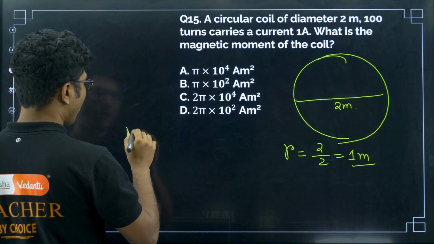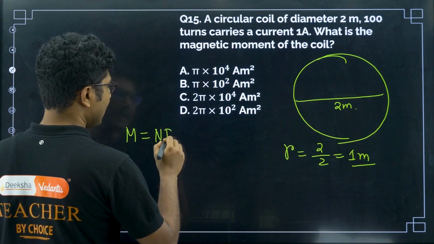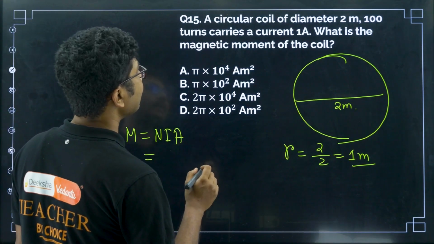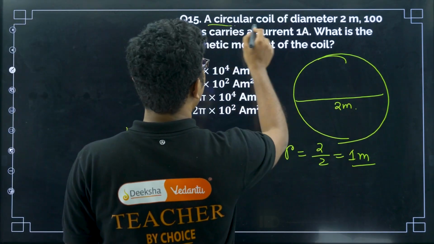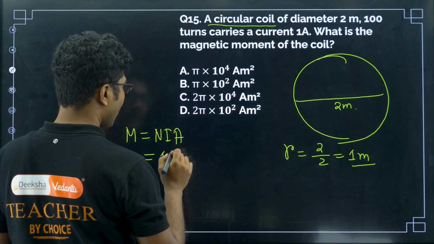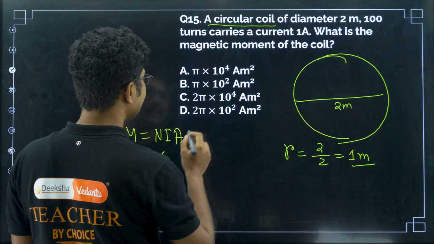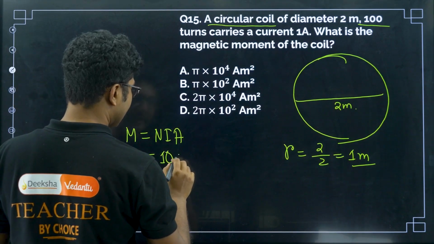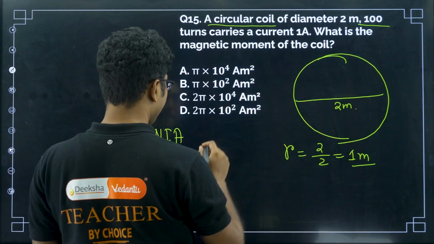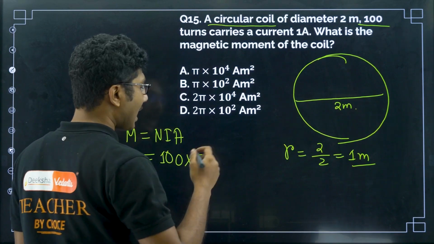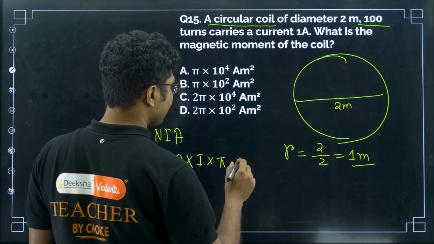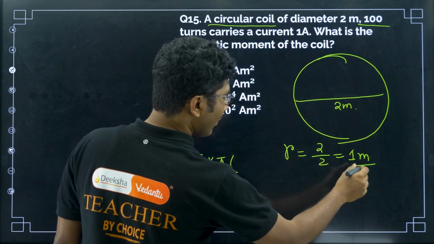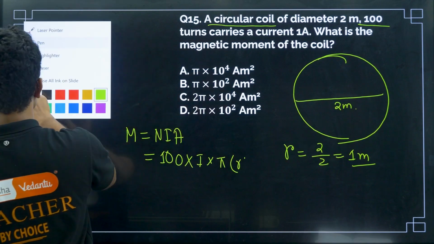The magnetic moment of a coil is given by NIA. Okay, National Investigative Agency. So N is given here, only one circular coil, right? One coil is given, so N is 1. I is given here as 100 turns is given, sorry, my mistake. So 100 turns, N is 100. I is given as 1 ampere and area is pi r square. So pi r square, r is basically 1 meter. So 1 whole square.